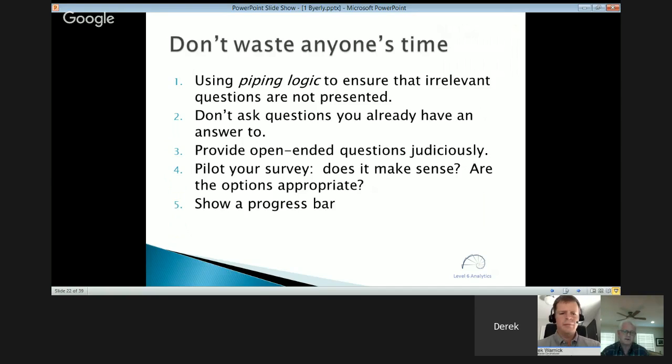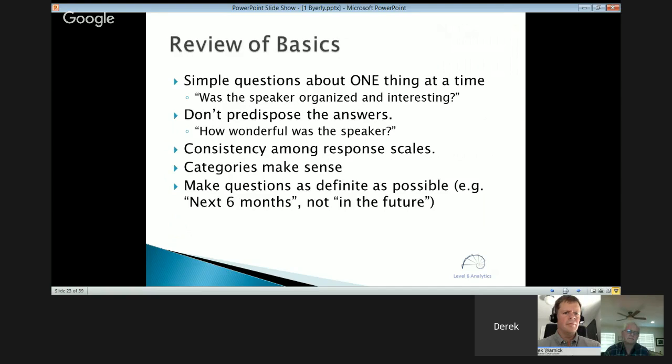Provide some open-ended questions, not too many because that takes a long time, but people feel like they're not really getting their money's worth in some surveys if they don't have open-ended questions. Pilot your survey, test it with other people, and show a progress bar. It indicates progress through it. So, review your basics.